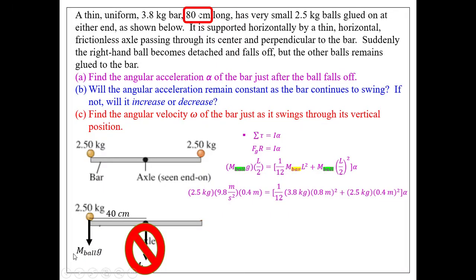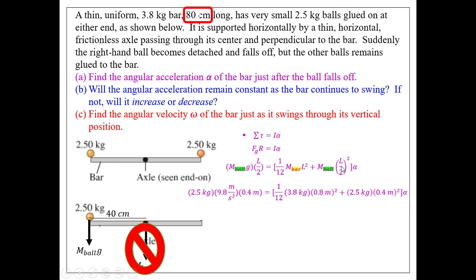So the only force I need is really m g for the ball, and then how far it is from the axis of rotation. As I indicated there, the mass of the ball is 2.5 kilograms, which is given. g is 9.8, and the distance from the axis of rotation is 0.4 meters because it's half of the length of the rod given. And here the mass of the bar on the right side is 3.8. For L, you need the whole length, which is 0.8 meters, and don't forget to square that.